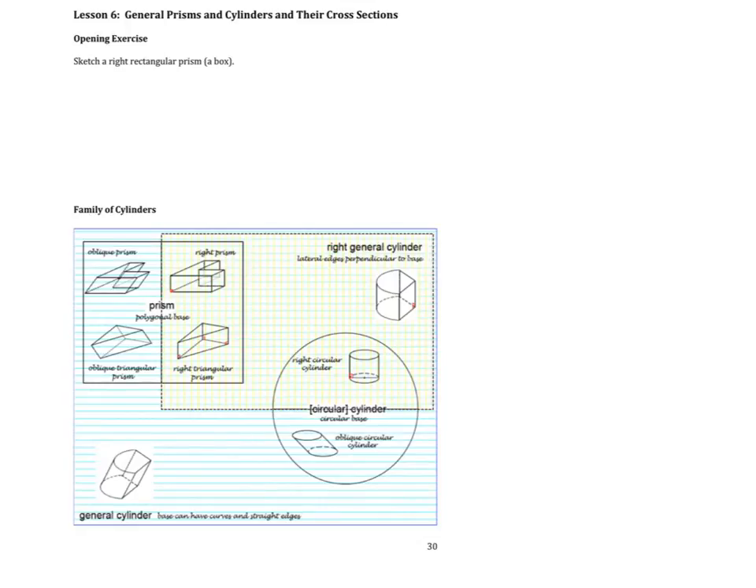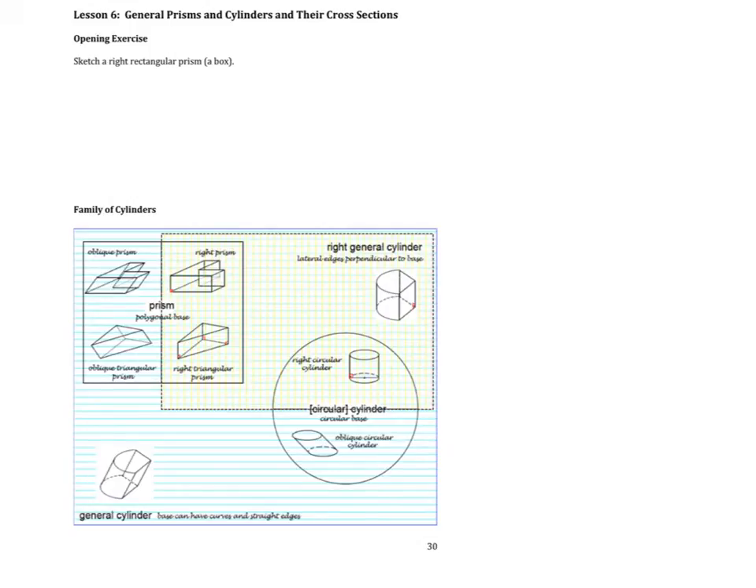Unit 7, Lesson 6, General Prisms and Cylinders and their Cross-Sections. The student outcomes for this lesson are that they understand the definitions of a general prism and a cylinder, as well as the distinction between a cross-section and a slice.